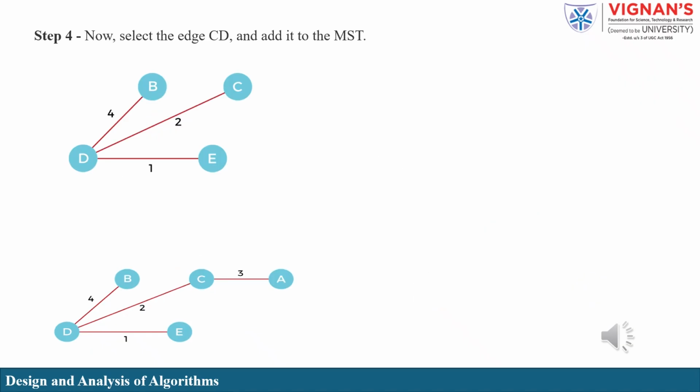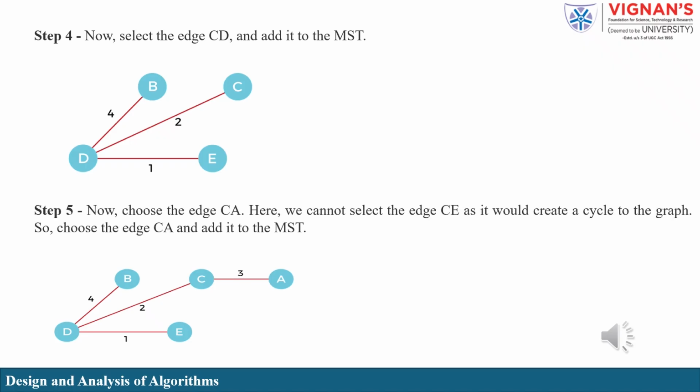Step 4. Now, select the edge CD with weight 2 and add it to the minimum spanning tree. Step 5. Next, choose the edge CA. We do not select the edge CE because it would create a cycle in the graph. So, we add the edge CA to the MST. With this step, all vertices are connected and the minimum spanning tree is complete.